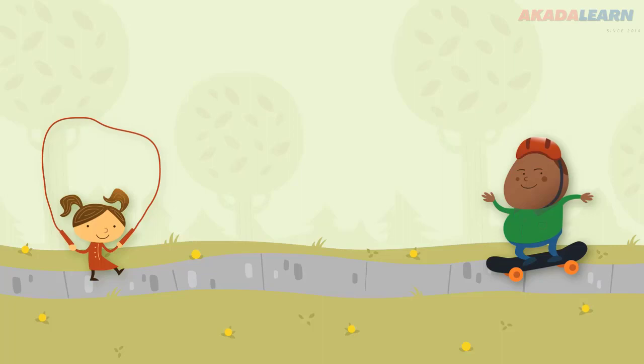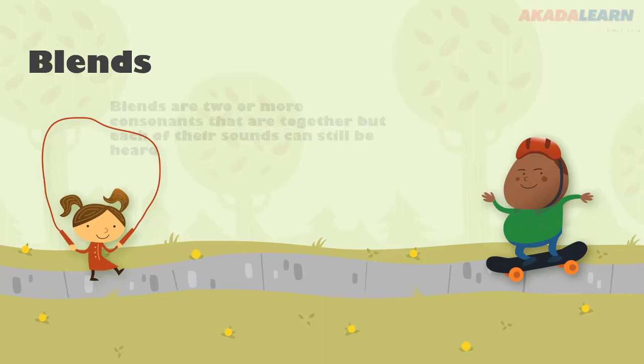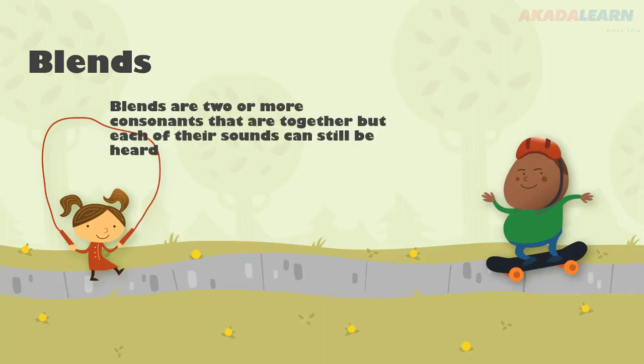Alright, before we talk about digraphs, let's talk about something interesting, something that is similar to digraphs. They're called blends. Now, a blend is when you have two or more consonant letters together and each of them makes its particular sound. Okay, they do not form a new sound, or they do not make one sound. Each letter makes its own sound.